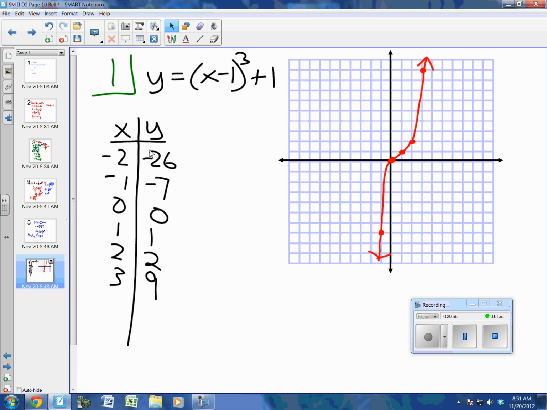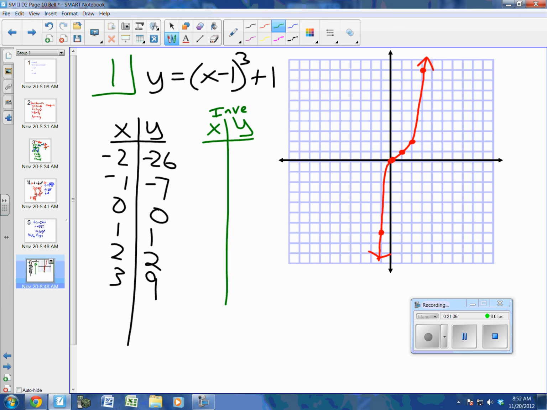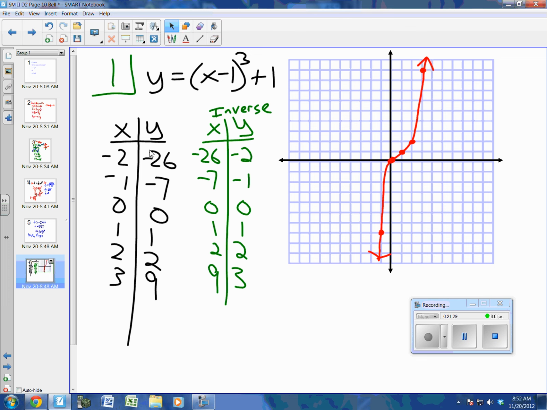How am I going to find the inverse? Good. So we're going to make a table. We're going to call the green table the inverse, right? And all I have to do is switch all these numbers. Negative 26, negative 2. Negative 7, negative 1. 0, 0, 1, 1, 2, 2, and 9, 3. Okay? We got 3 points that are the same, right? But we have the other ones that are not the same.